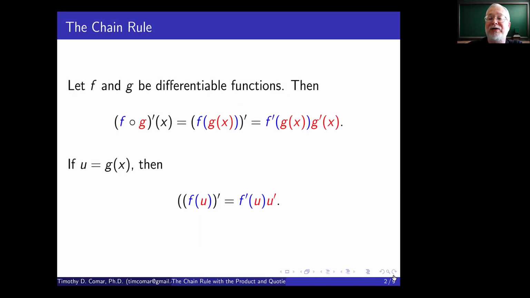So for a quick reminder of the chain rule, let f and g be differentiable functions, then the derivative of a composition of f composed with g is simply f prime composed with g of x times g prime of x. Or if we want to write it in a simpler form, if u is just another name for that function g of x, the derivative of f composed with u is f prime of u times u prime.